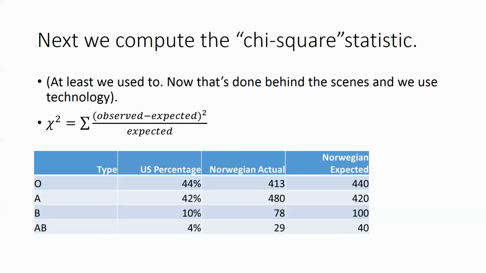Next, we use that data to compute the chi-square statistic. In theory, at least, we used to do this by hand. Now it's done behind the scenes, and we're going to use technology, and you'll see how that works. But what chi-square does is take the observed values, subtract off the expected values, square them, divide by the expected, and add those up. So if we were doing this by hand, we would take this observed 413, subtract the 440, which is about 27. We would square that and then divide by 440. We would do that for all of these and add them up, and that would be our chi-square statistic.